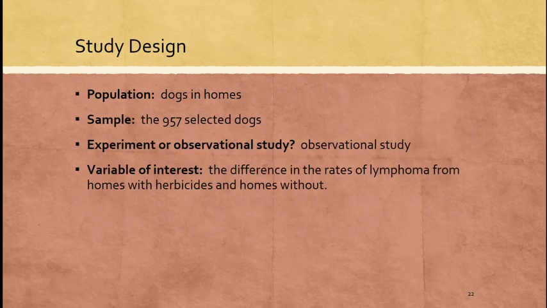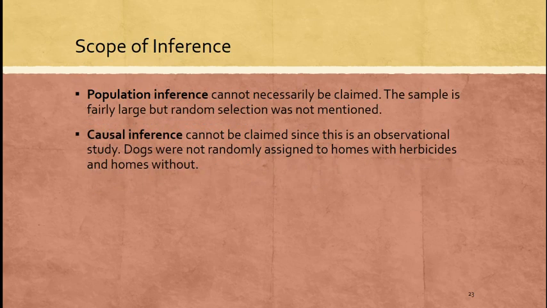So the population was dogs in homes. The sample itself was the 957 selected dogs. This was an observational study. This was not an experiment where we're giving lymphoma to dogs, nothing like that. This is just an observational study. The specific variable of interest is the difference in the rates of lymphoma from the homes with herbicides and the homes without. So we're going to compute the lymphoma rate for each group and subtract them. So this is a difference of proportions.